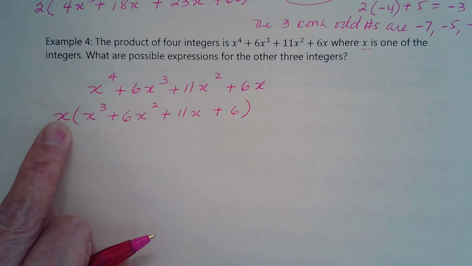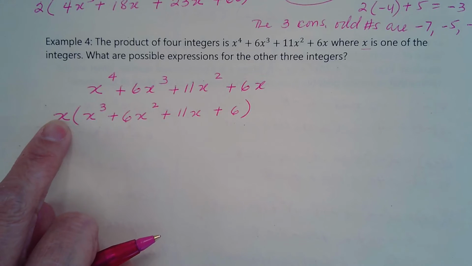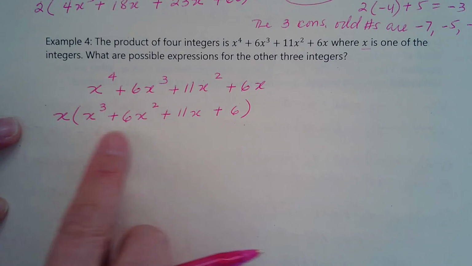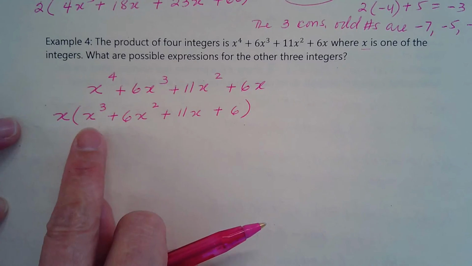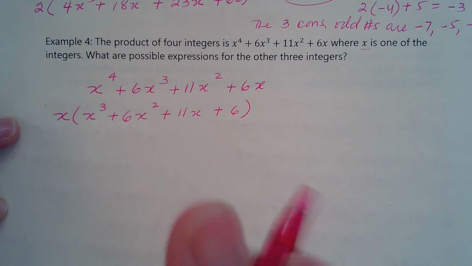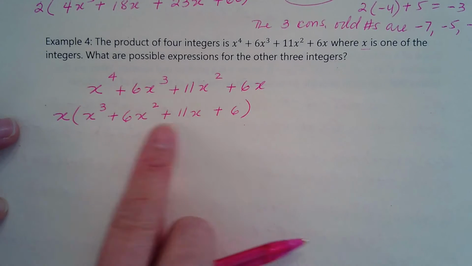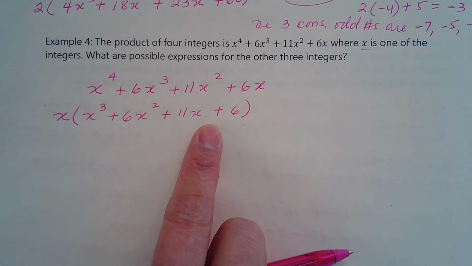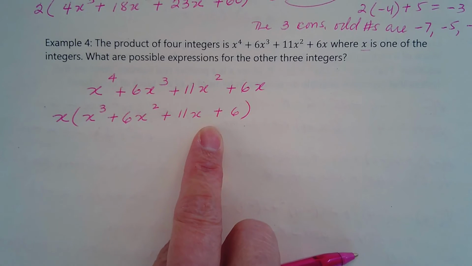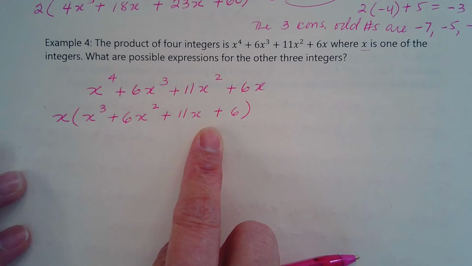Okay, so we found one x value, one possible integer. Now the other ones we have to figure out. We have to factor these out. So what would be the factors? How do we factor this? What number should we try?